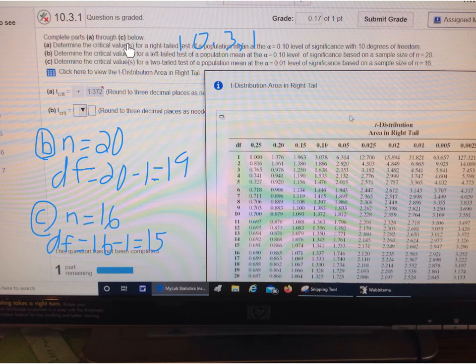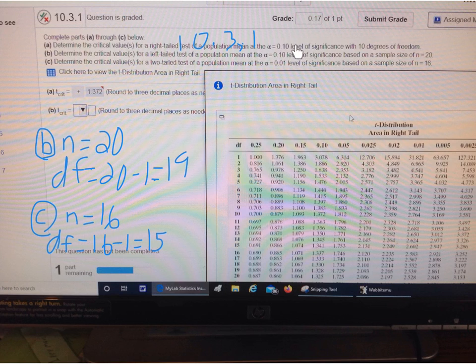Complete A through C. Determine the critical values for a right-tailed test of a population mean. Alpha is 0.1 and the degrees of freedom is 10. So you've got this t-distribution table here, and it gives the area in the right tail. We're doing a right-tailed test, so that lines up very nicely. The degrees of freedom was given as 10, so that's this column here. You can find 10 here.